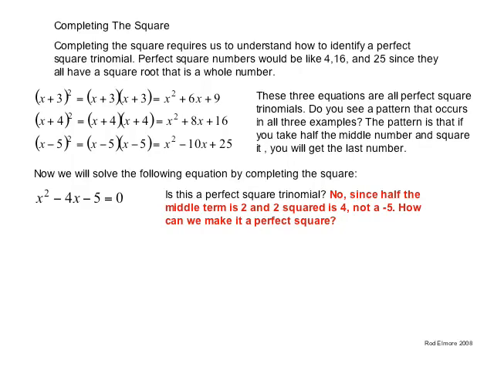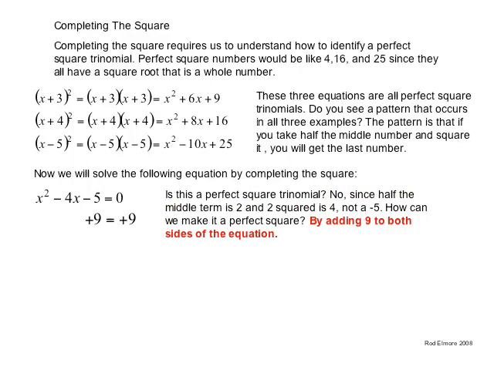Well, we just can't erase it. We have to use one of our axioms. Adding a plus 9 to both sides, let's see what that gives us. X squared minus 4x plus 4 equals 9.